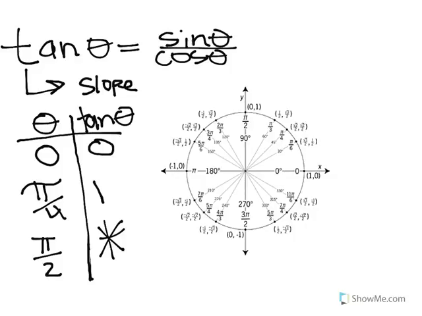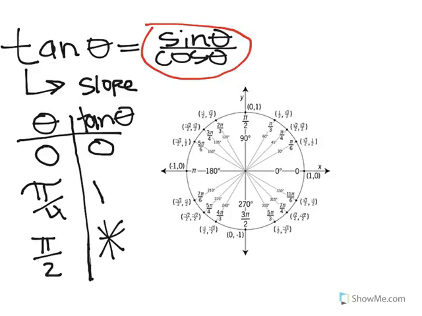So first off, we're going to define the function of tangent of theta. Another way of writing this would be sine of theta over cosine of theta, which I'm sure you are all familiar with. Sine over cosine. So now we're going to look at the unit circle and some of the values of theta on the unit circle and what the tangent of those values are.